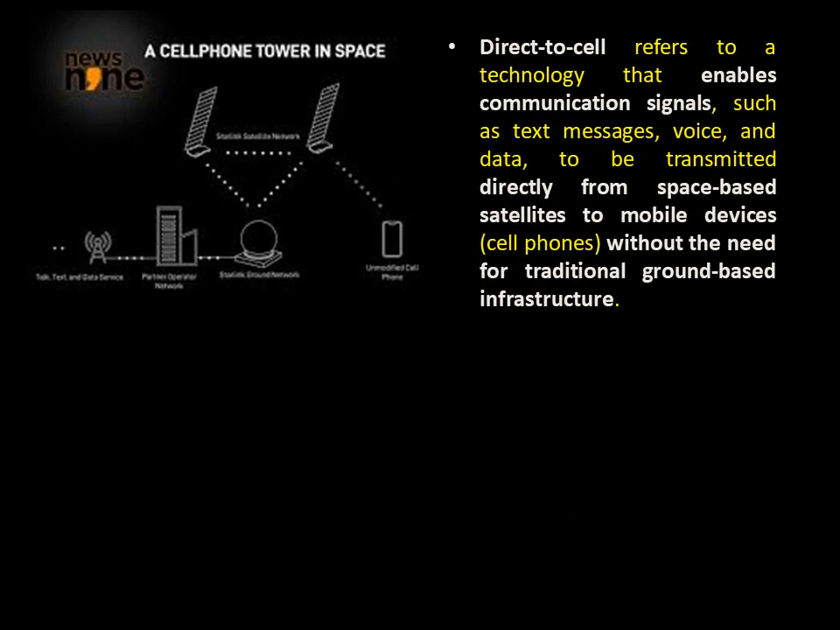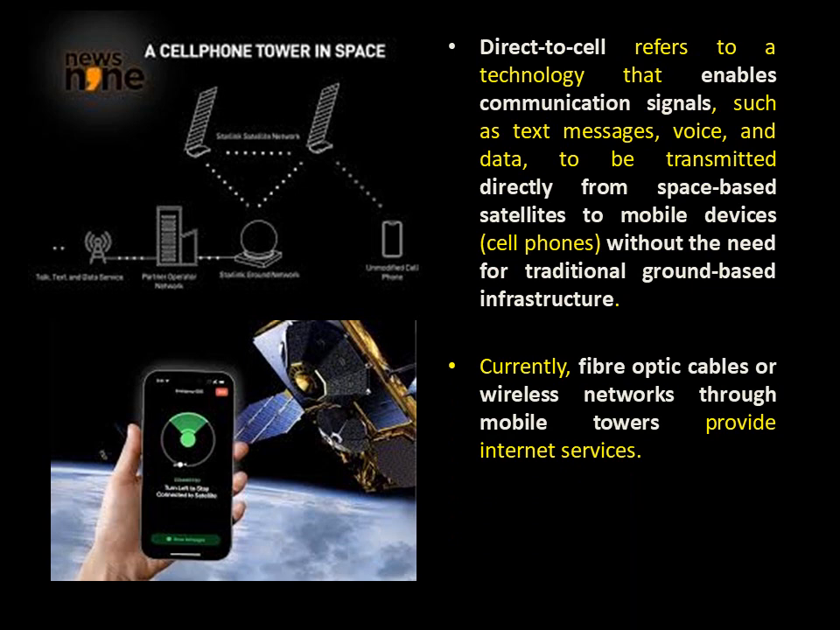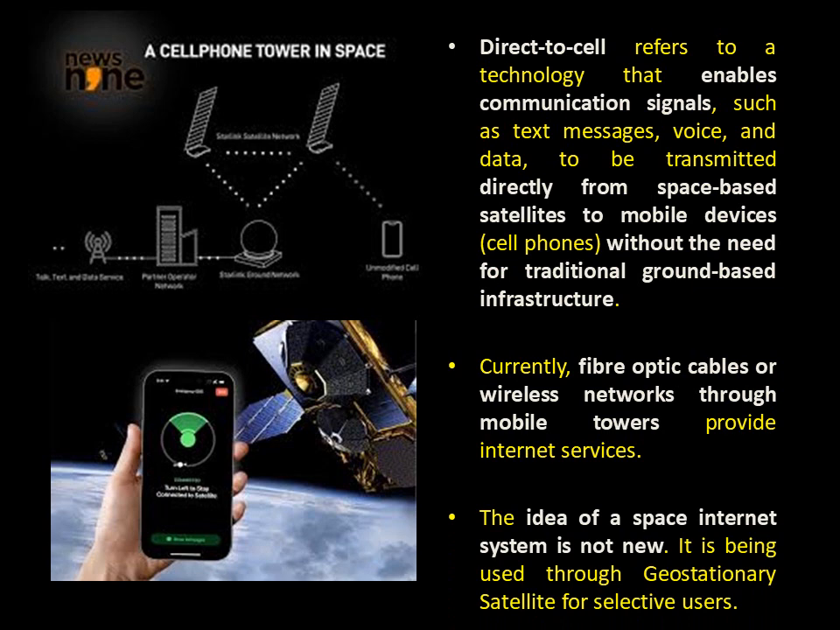Direct-to-cell refers to a technology that enables communication signals, such as text messages, voice, and data, to be transmitted directly from space-based satellites to mobile devices, cell phones, without the need for traditional ground-based infrastructure. Currently, fiber optic cables or wireless networks through mobile towers provide internet services. It can be noted that the idea of a space internet system is not new. It is being used through geostationary satellite for selective users.